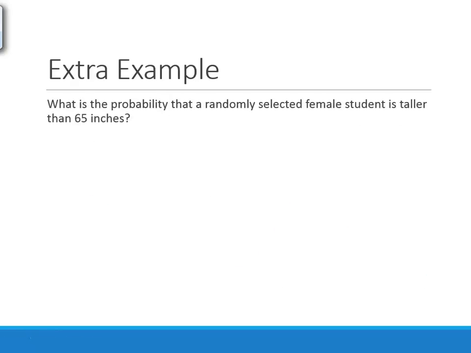So I can ask questions like this. This is exactly what we've seen before, even back in Chapter 4. What's the probability that a randomly selected female student is taller than 65 inches? With y being distributed as a normal random variable with mean 63 and variance 9, 3 squared, I simply want the probability that y is bigger than 65.